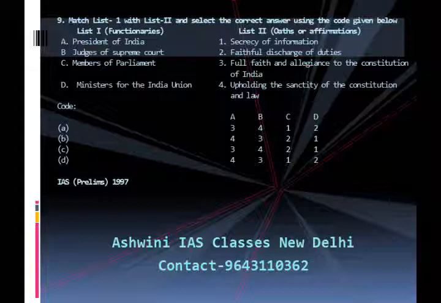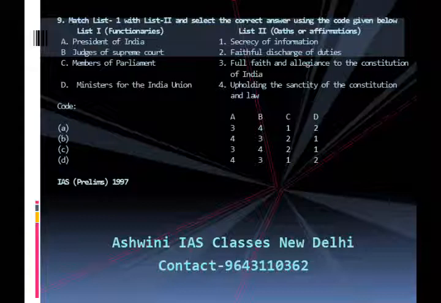So first, A. Under A, A is mapped to 3, B is mapped to 4, C is mapped to 1, D is mapped to 2. Then the second is B. Here A is mapped to 4, B is mapped to 3, C is mapped to 2, D is mapped to 1. Then C. Here A is mapped to 3, B is mapped to 4, C is mapped to 2, D is mapped to 1. D. Here A is mapped to 4, B is mapped to 3, C is mapped to 1, D is mapped to 2.